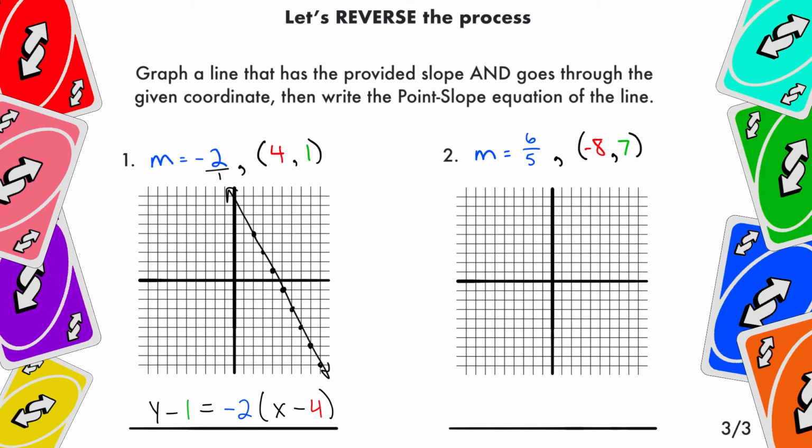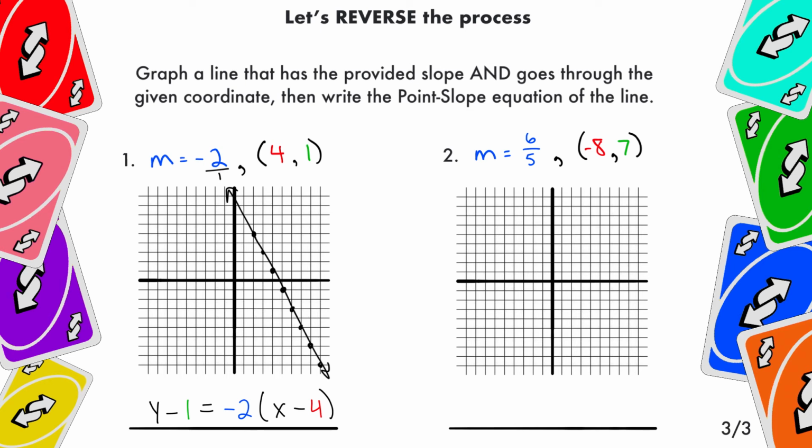Problem number 2. I'm going to go left 8 and up 7. Start thinking ahead. Maybe you can find out the hiccup that this problem is going to present. I'm going to go left 8 and up 7. So left 8, up 7, 1, 2, 3, 4, 5, 6, 7. Okay, there's my first dot. That's from the coordinate. Left 8, up 7. And then, according to my slope, I'm going to go up 6, right 5. Think in your head why that's an issue.